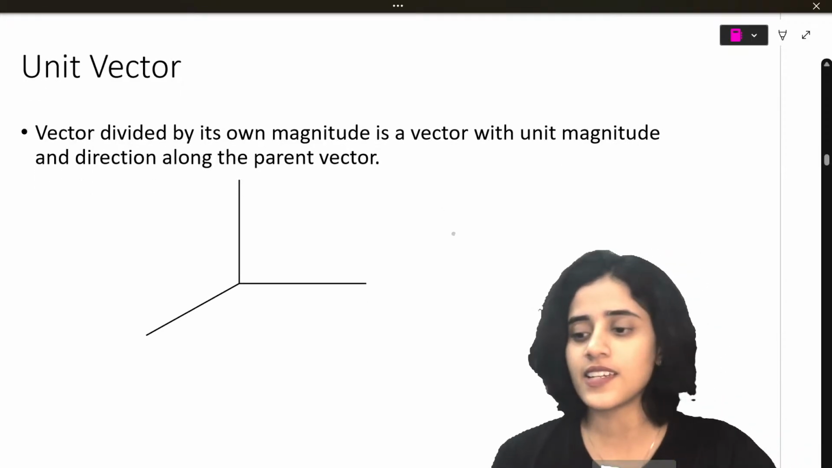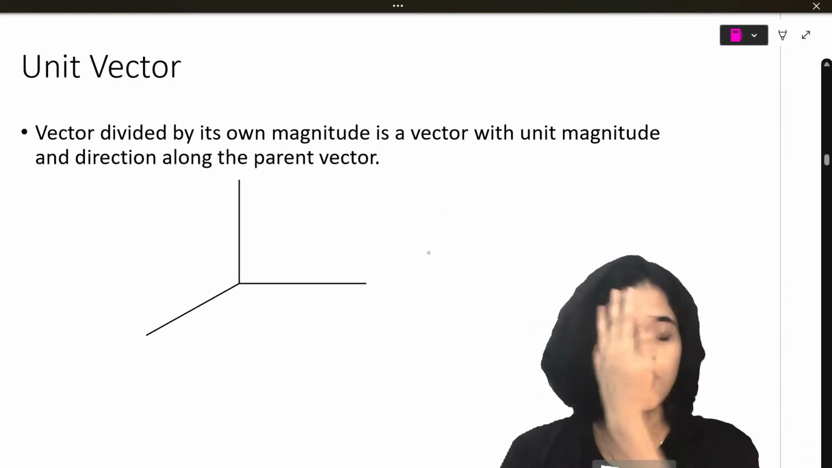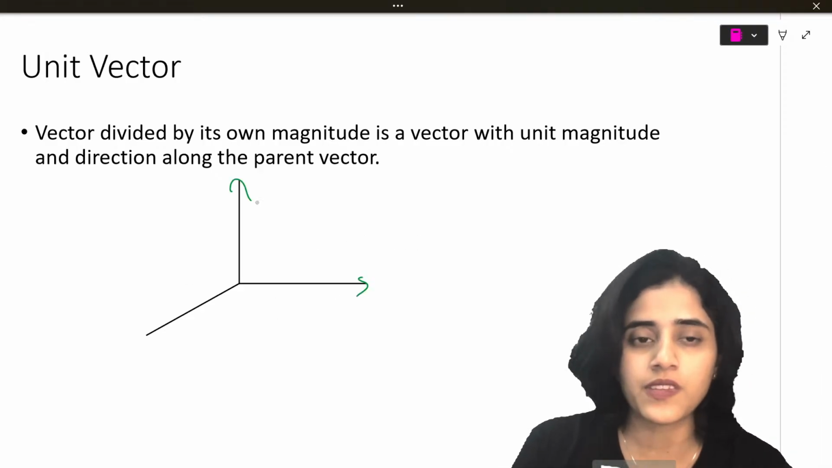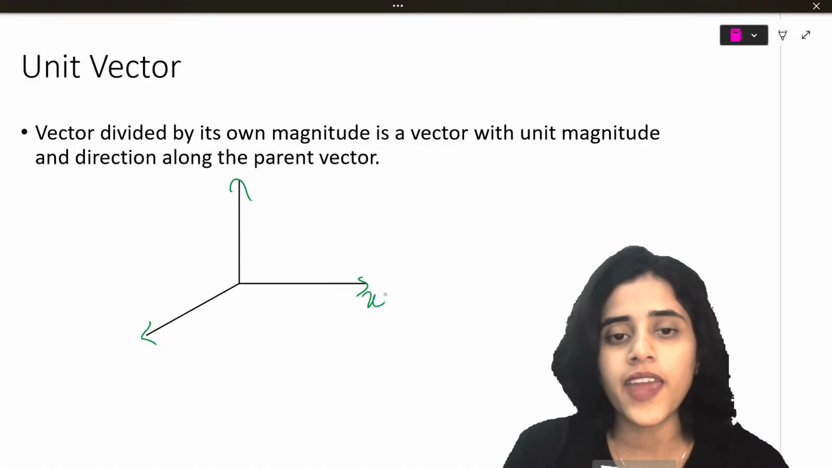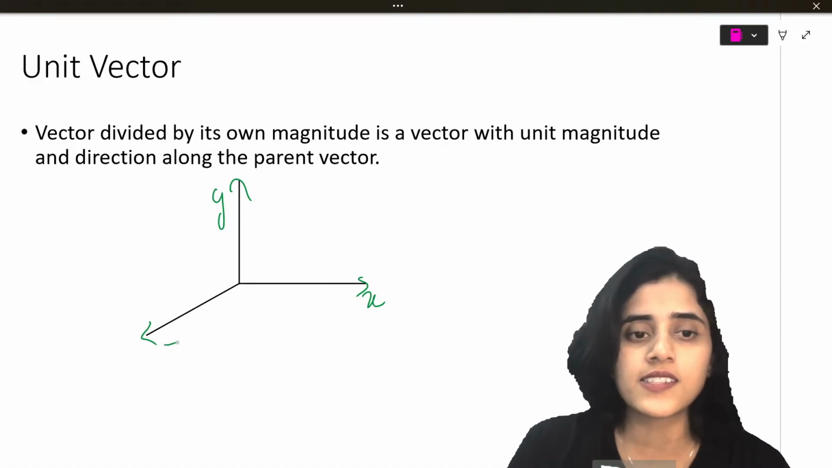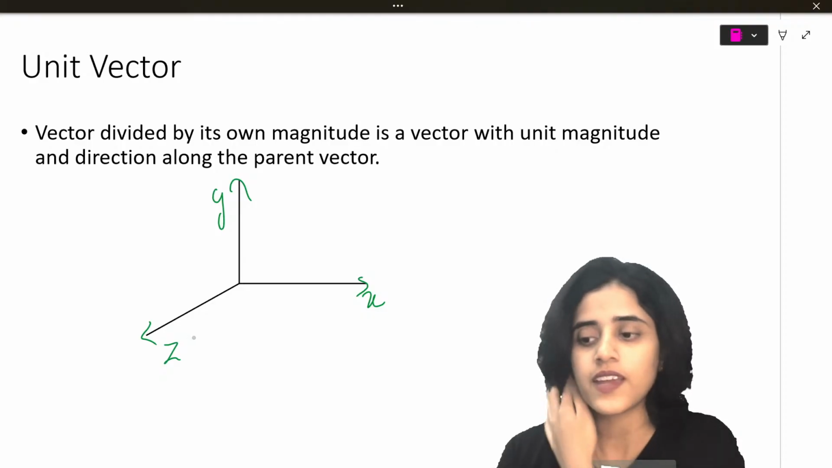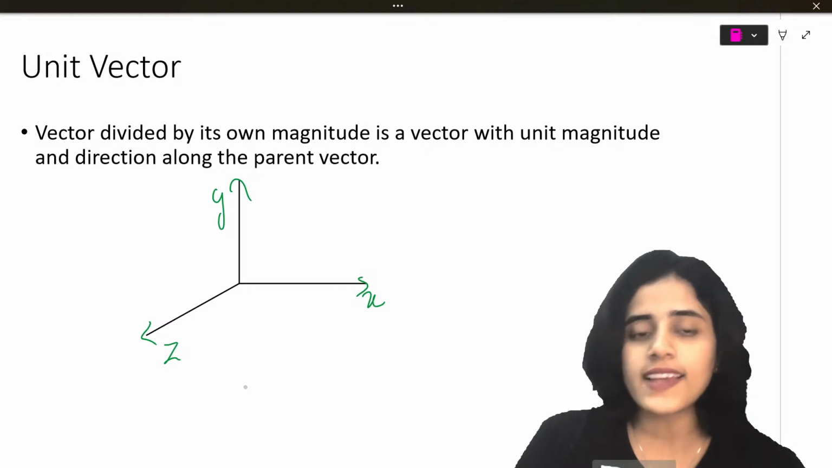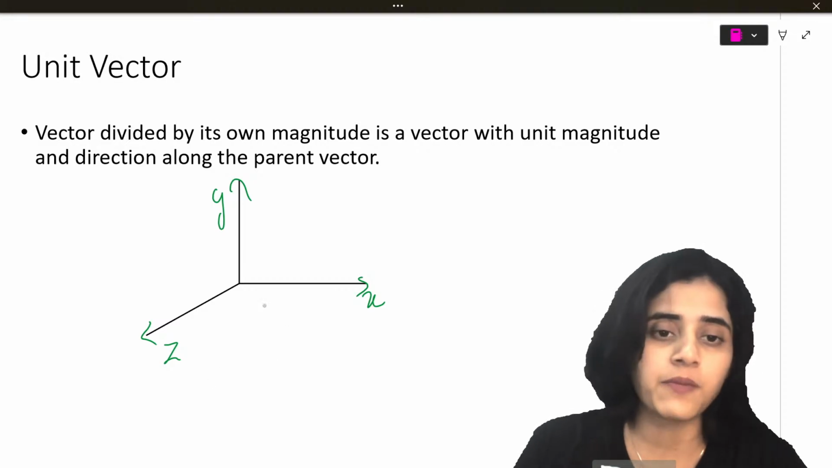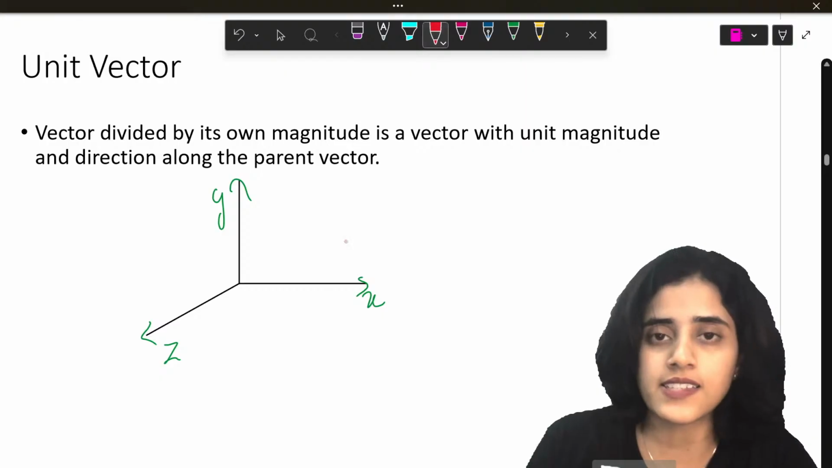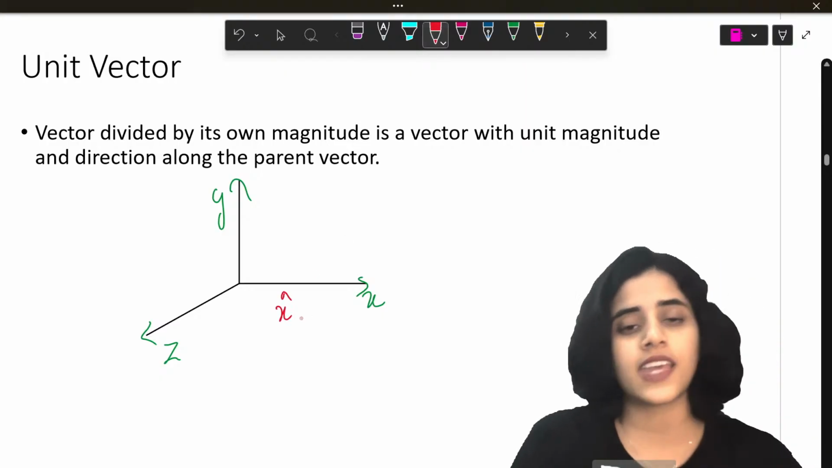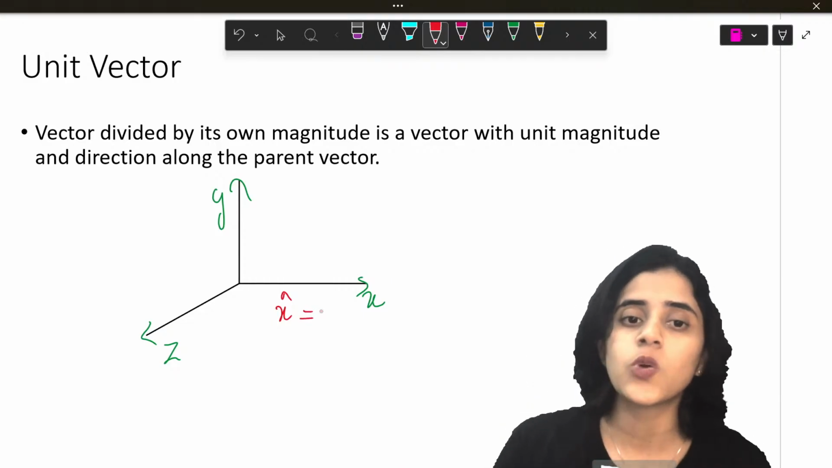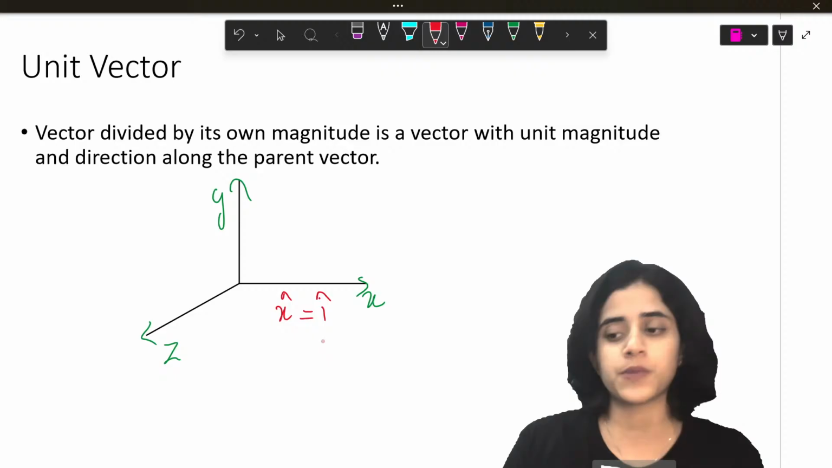Okay. Next is unit vector. What is a unit vector? Now, imagine there are 3 axes: X-axis, Y-axis and Z-axis. Along the X-axis, we call it X cap. So if a vector is moving along the X-axis, we call the direction X cap. We can also call it I cap.